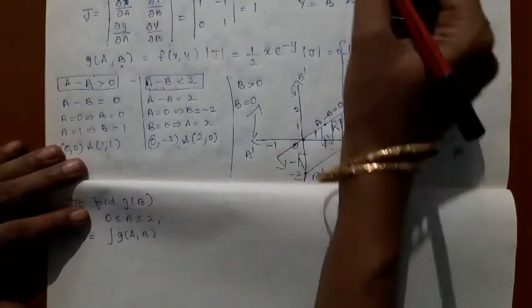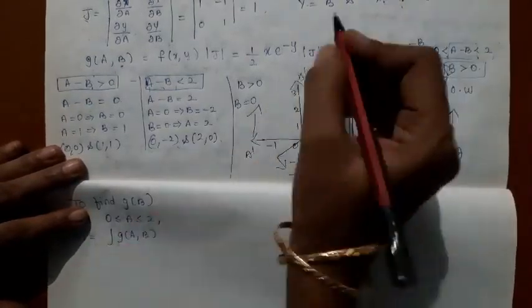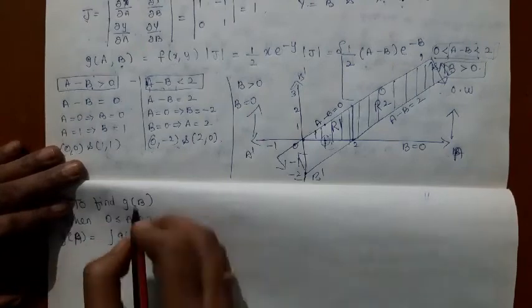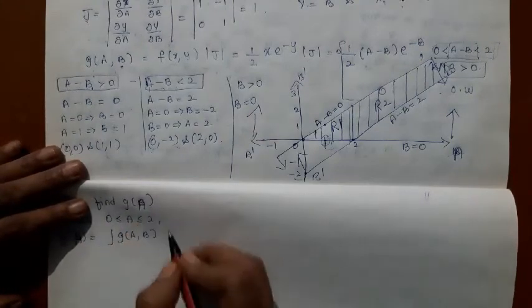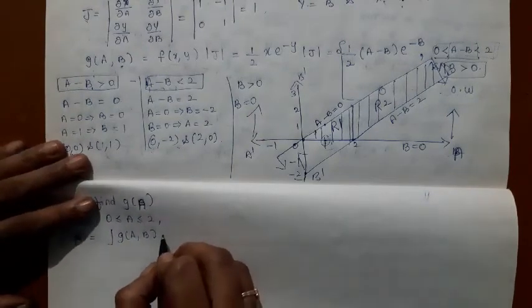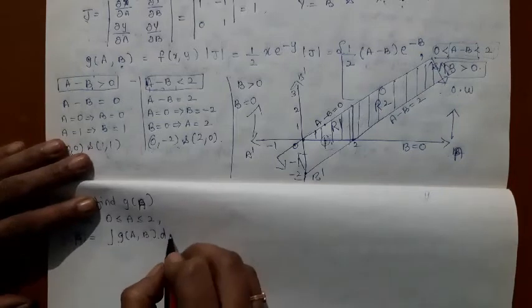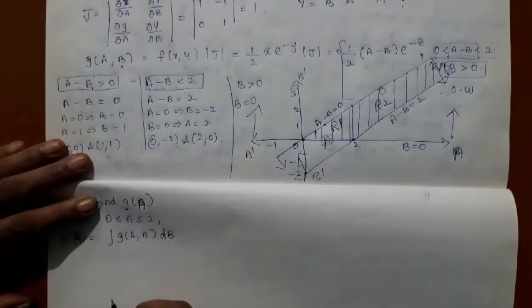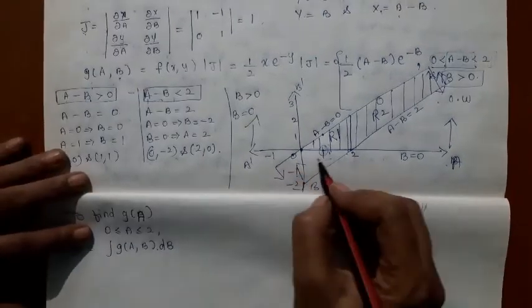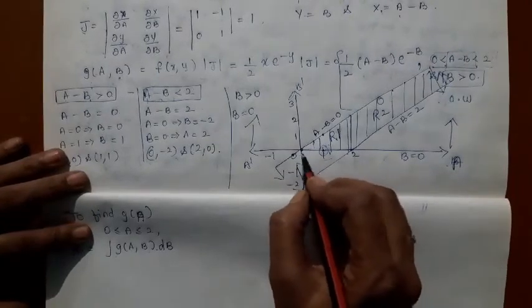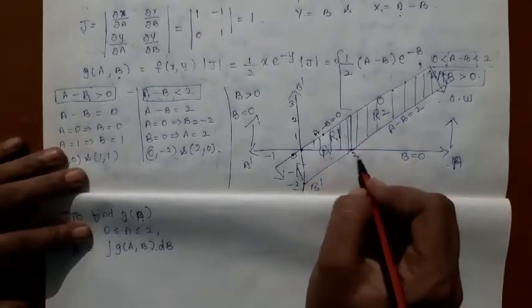What is it that you require? G of a, right? G of a, where a is x plus y. G of a comma b is equal to the integral of g of a comma b db. Right? So in this region, what is the range of b?